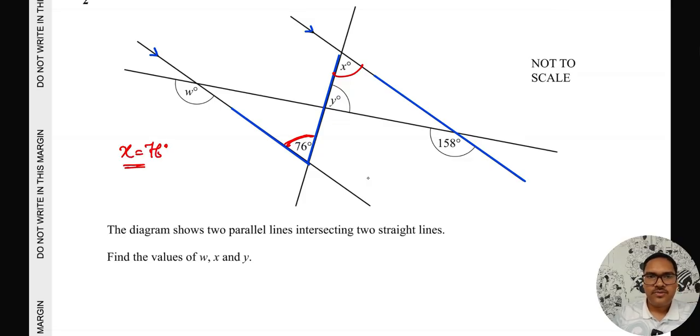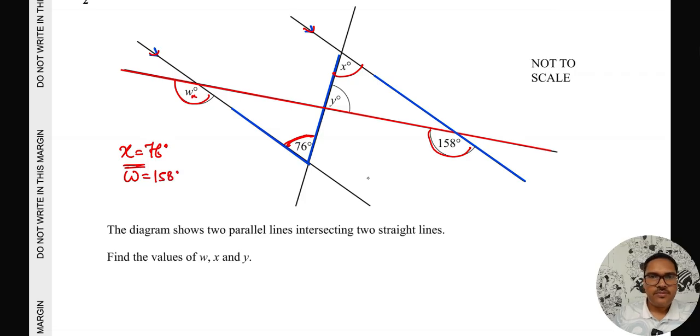Okay, now the second. If I take this transversal and this angle, correct? Again, I'm talking about this angle and this angle. These two are corresponding angles with respect to these two parallel lines and this transversal, right? So what is w? w is equal to 158 degrees.